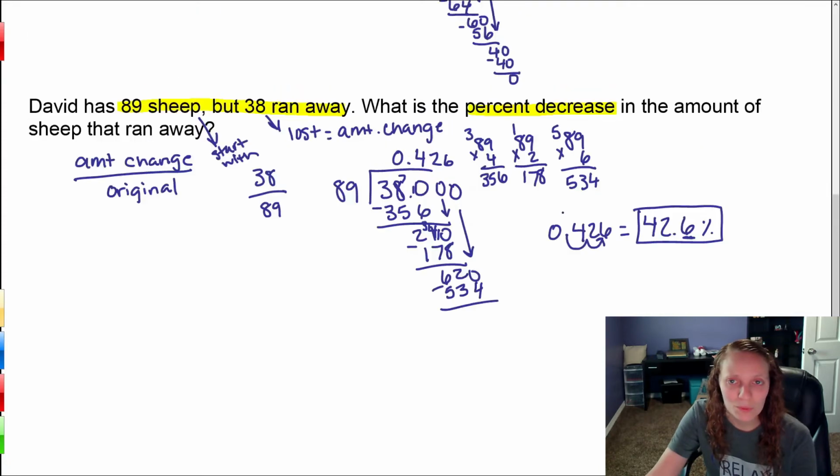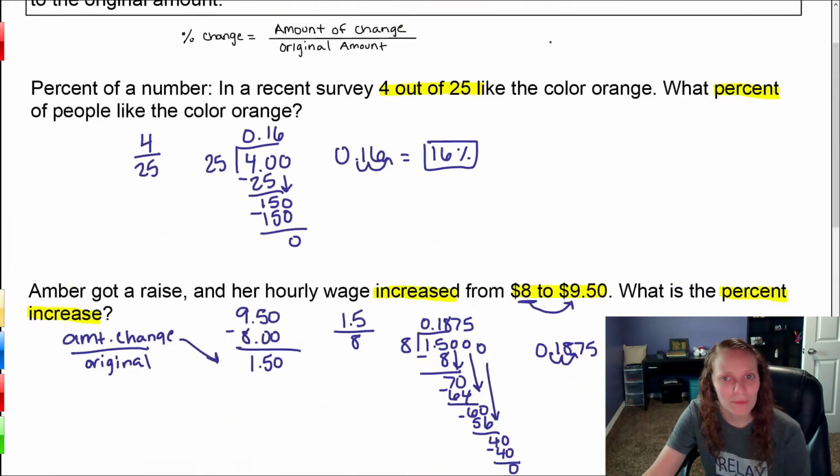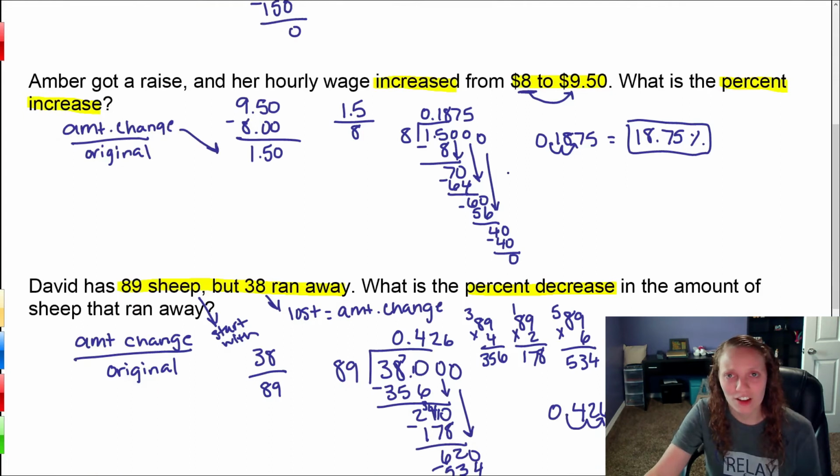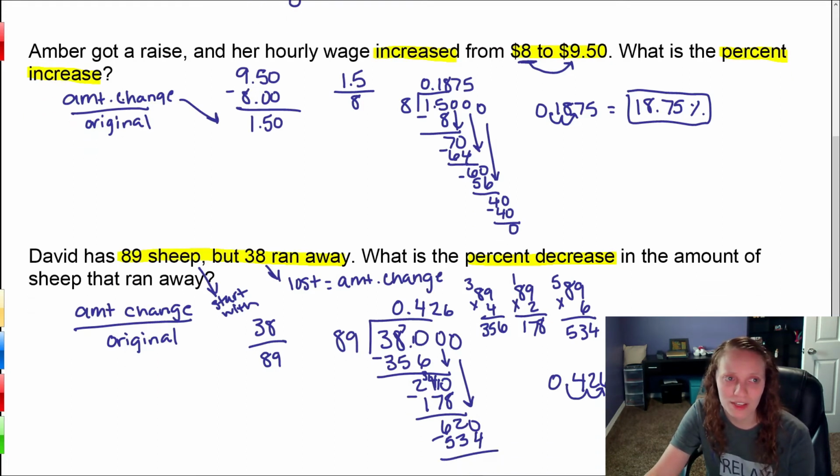Okay guys, we reviewed how to set up a fraction and make a percent, and then we learned about percent of change. It's telling us the percentage of increase or decrease between two values. Remember, it's the amount of change over the original amount.